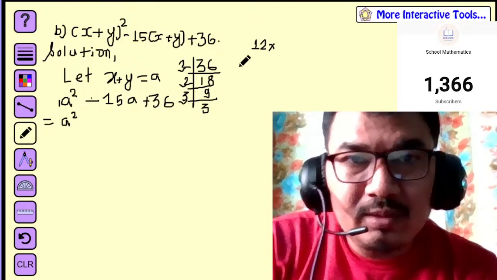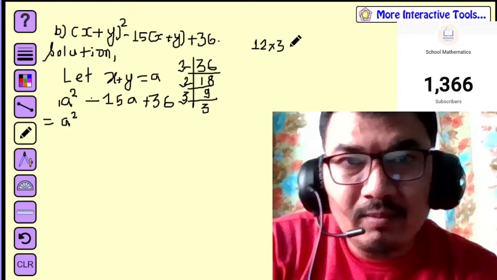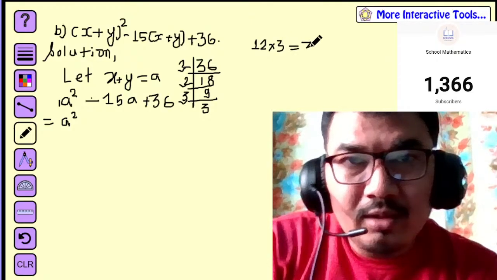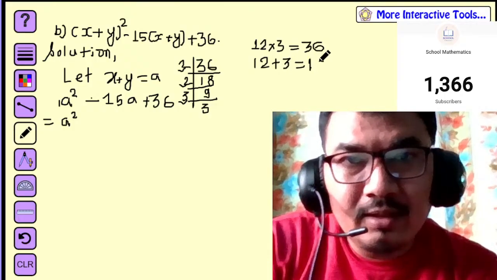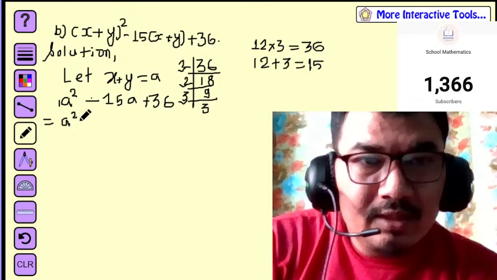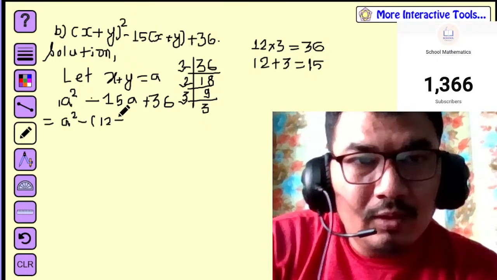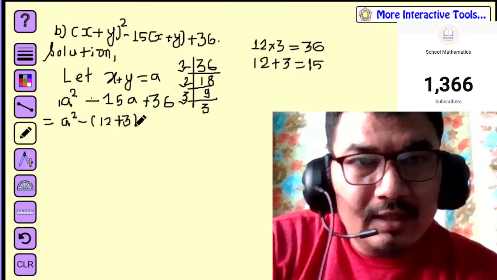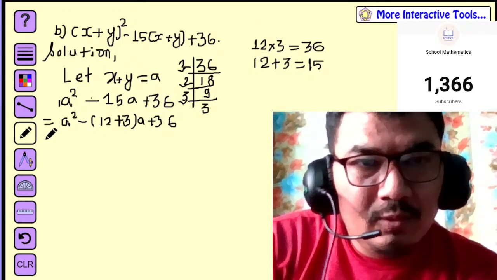And what is the remaining factor? The remaining factor is 3. That's why I'm making here 12 3s, it will come 36. Now let's add them. 12 plus 3 gives the middle term, that is 15. That's why now in place of 15 we have to write 12 plus 3, and this a remains the same, and this will be plus 36. Now let's remove this bracket.